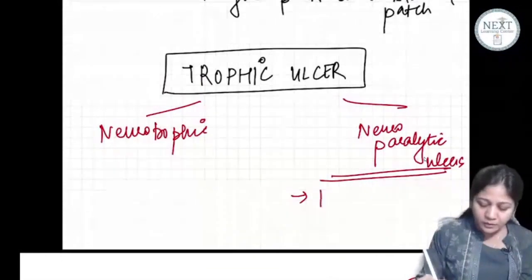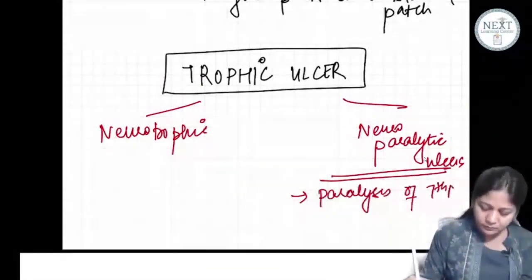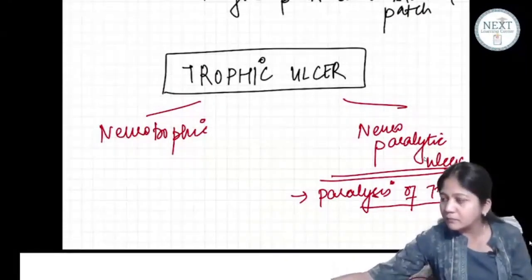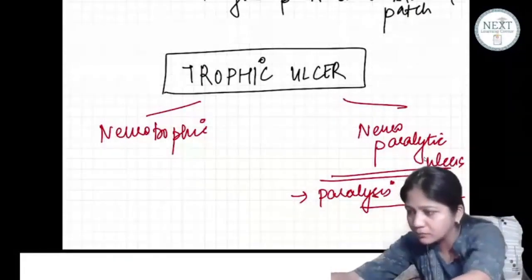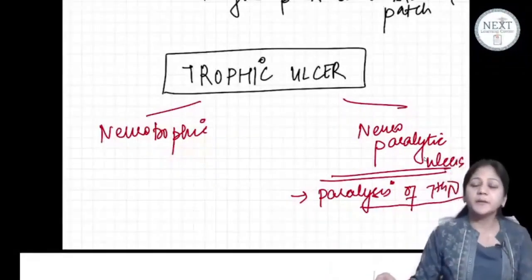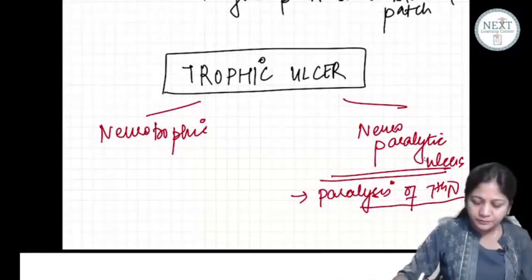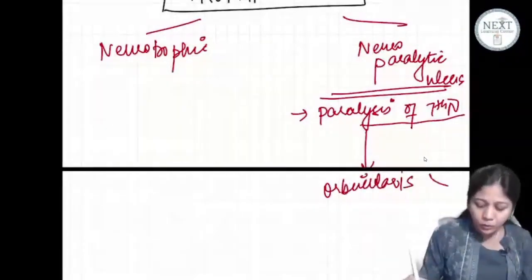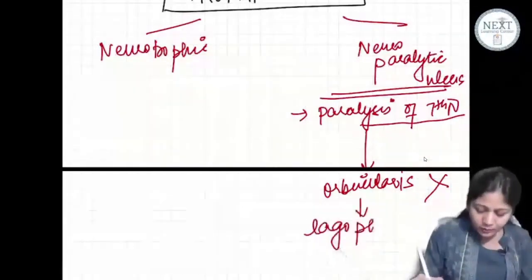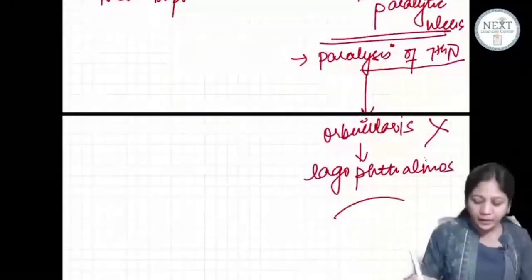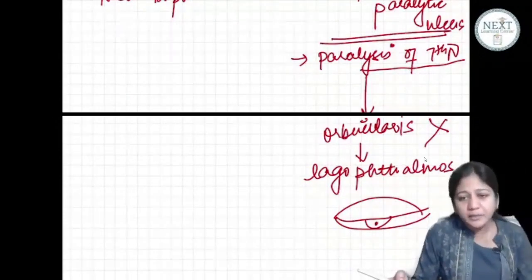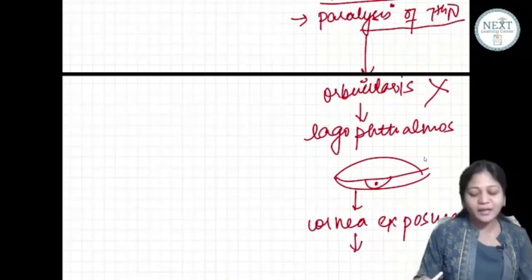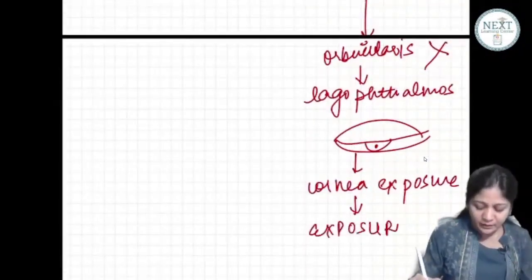So you can write down something about the neuroparalytic ulcers. Neuroparalytic ulcer is because of paralysis of the seventh nerve. Paralysis of the seventh nerve leads to problems in orbicularis oculi. Your orbicularis will not be able to contract. If your orbicularis is not contracting, it will lead to lagophthalmos. What is lagophthalmos? Inability to close the eyelid. Because of that you will have corneal exposure, and the ulcer is called the exposure ulcer. It is another name for neuroparalytic ulcer.